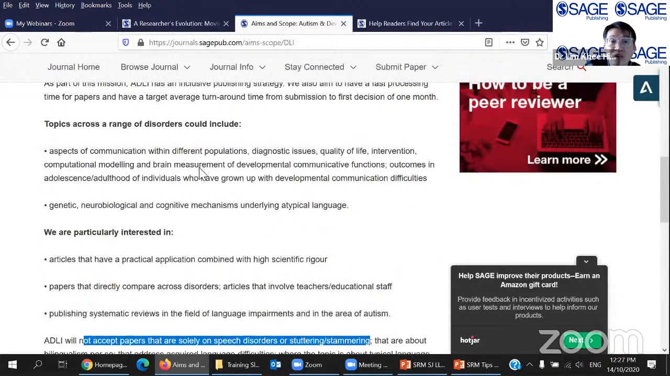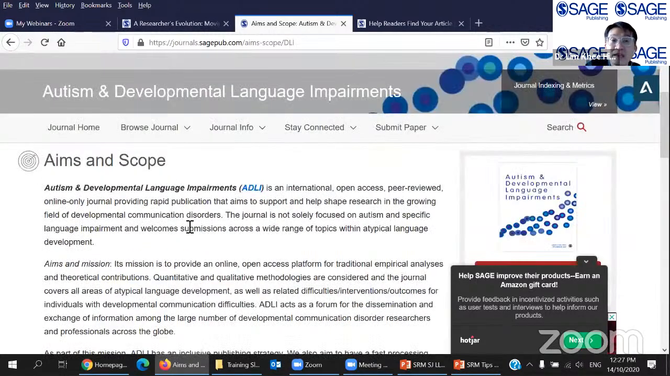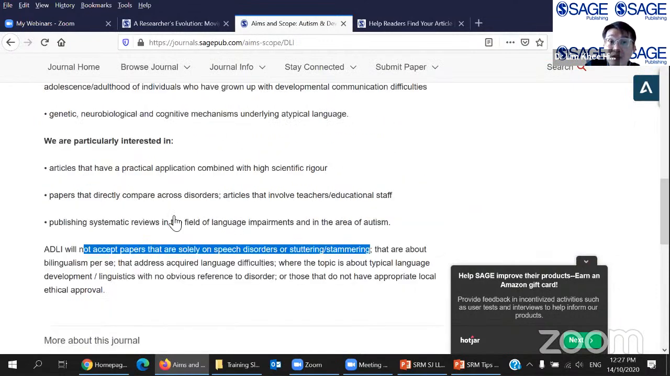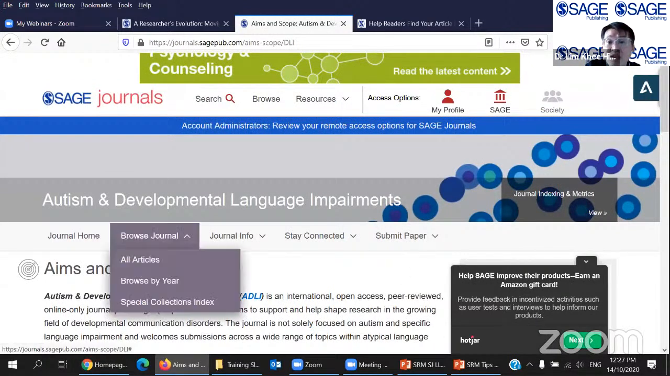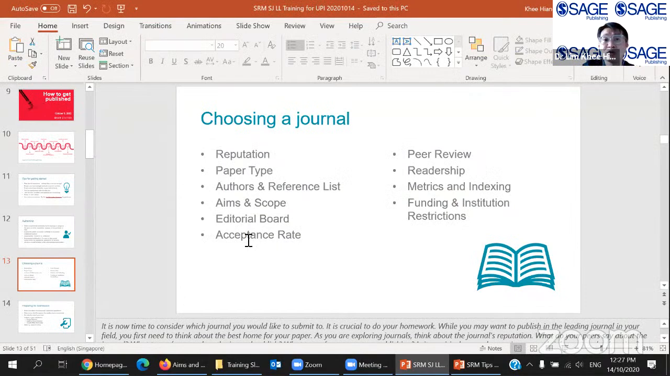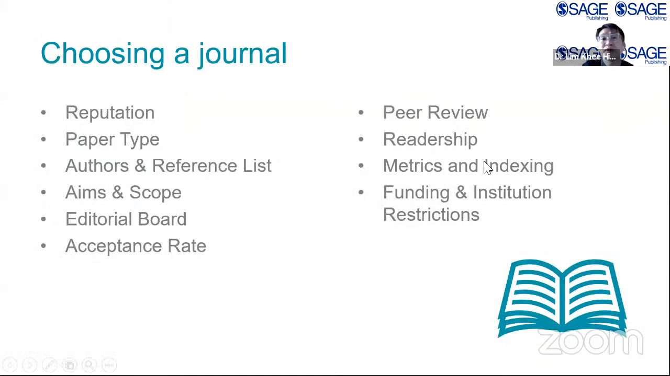If you do research on autism and then you just anyhow submit your article to this particular journal just because the word autism appears in the title, then you will get a rejection. You get what I mean or not? So this is something that you need to be very careful about when looking into the aim and scope. One of the common reasons that a paper gets rejected is very often because the aim and scope doesn't match well. So they get a desk rejection. It's quite common.